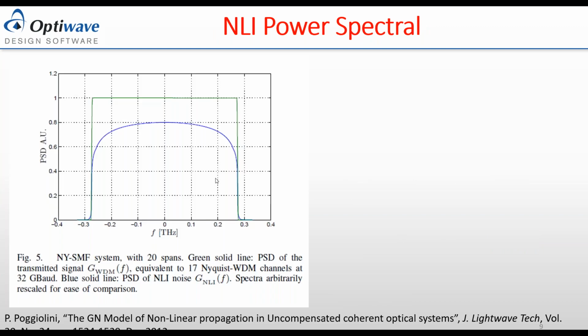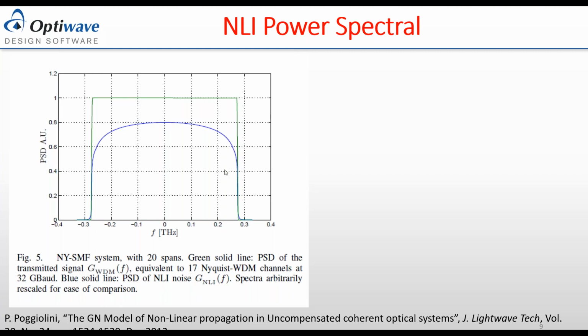The main basis for the assumption that the ASE and nonlinear interference are added, due to their behavior, comes from this picture, which was published in 2012 by a group in Italy. The green line here shows 17 Nyquist WDM channels, each one modulated at 32 gigabaud. And the blue line shows the power spectral density of the nonlinear interference noise generated by the fiber.